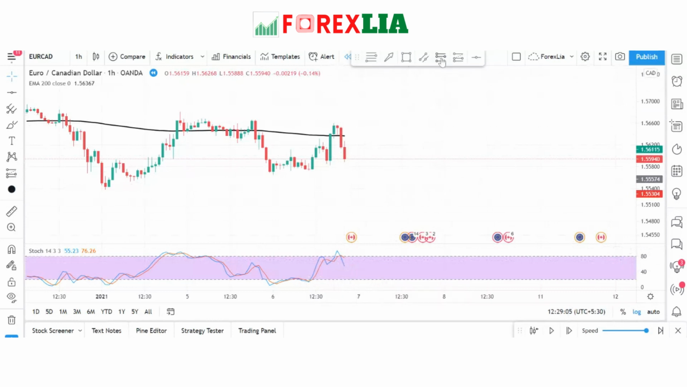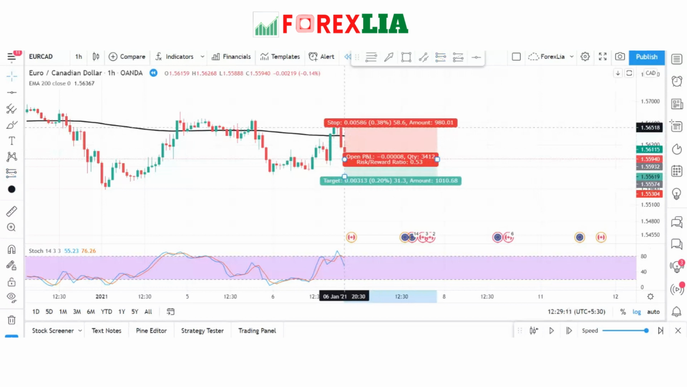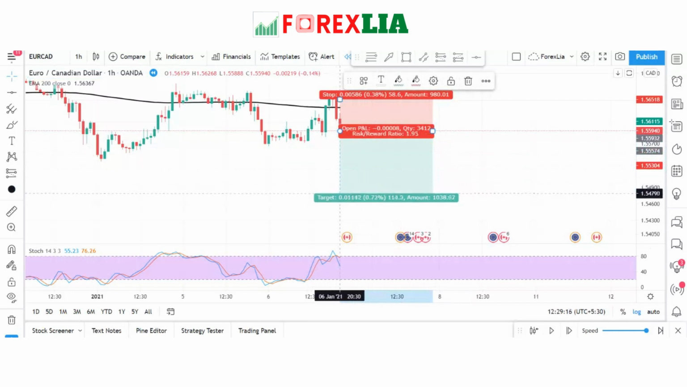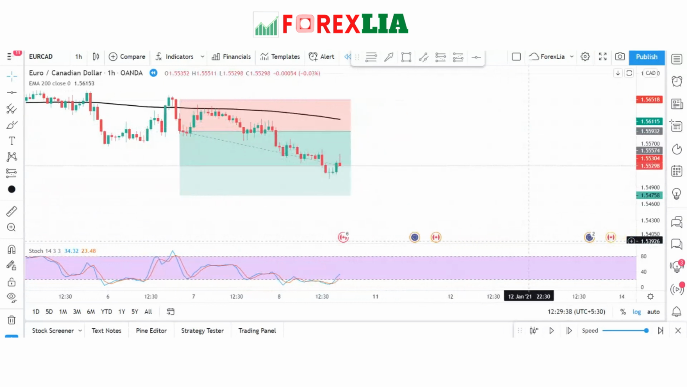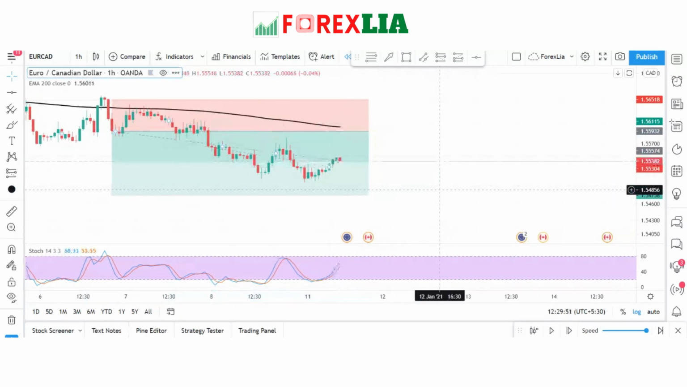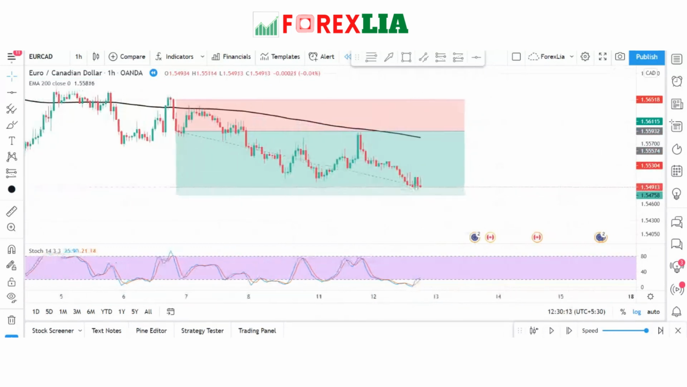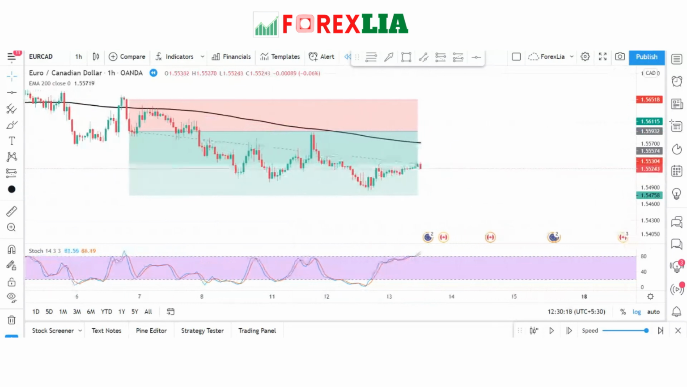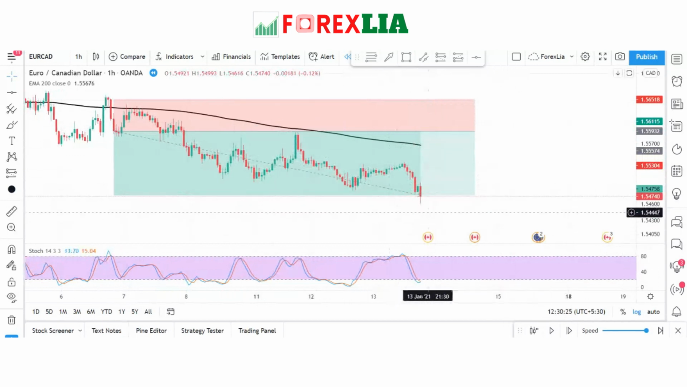Now here we place a sell trade. We set the stop loss at the previous candle high point. Set the profit target 1:2. We won this trade.